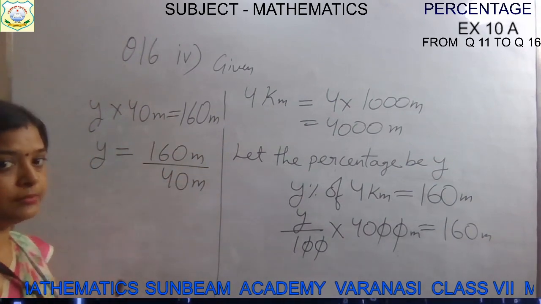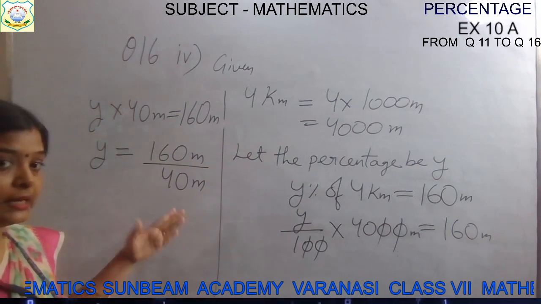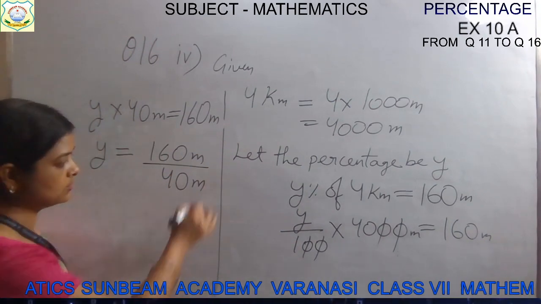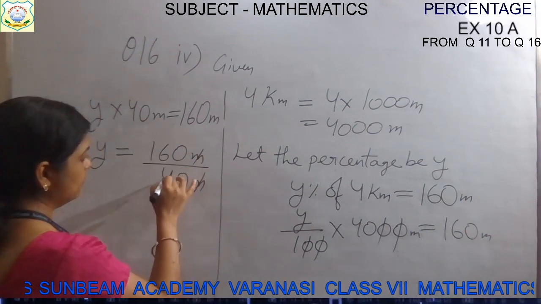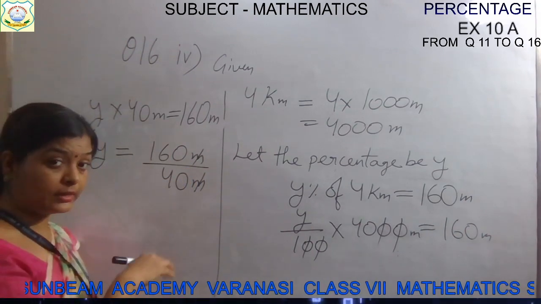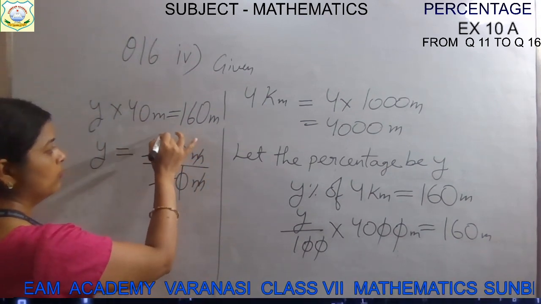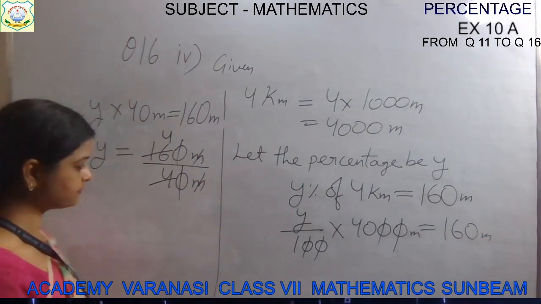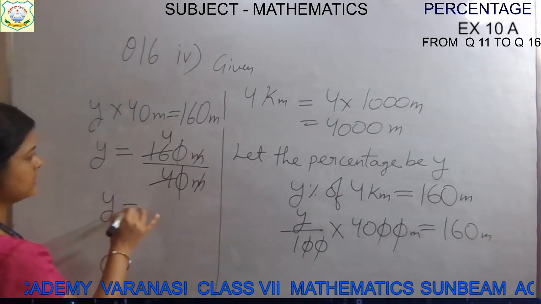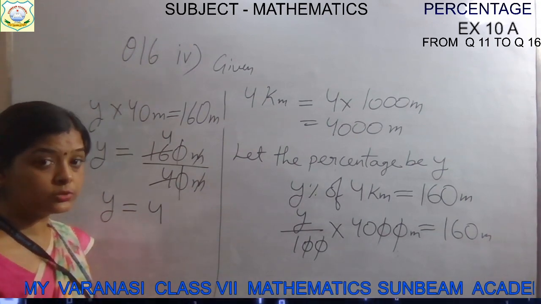In this question I am taking the units on every step. You will see that meter and meter cancel out. Now you can solve 160 divided by 40 directly also: zero and zero cancel, and 4 4s are 16. So y is equal to 4. What 4? Percentage. Y is equal to 4.